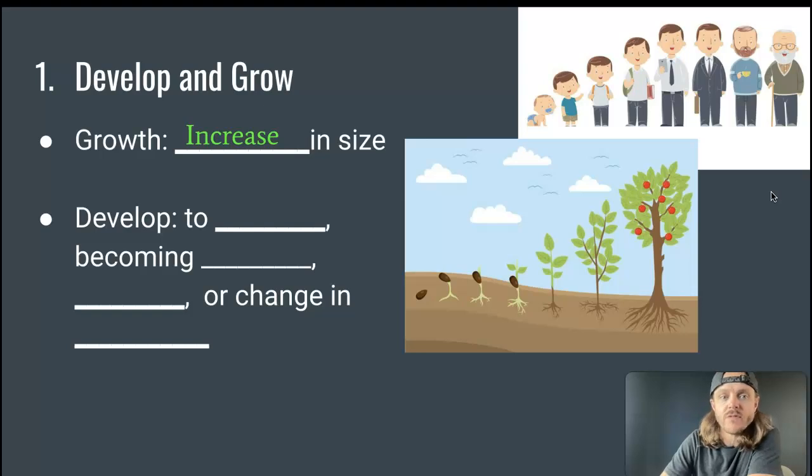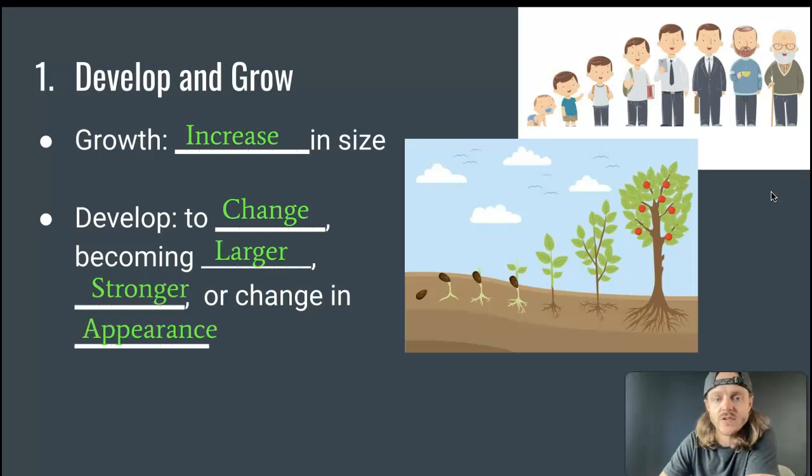So that's pretty straightforward. Living things grow. Okay, they grow on their own. All right. If you develop, that just means that you're changing, or you're becoming larger, stronger, or you change in appearance. Look at that little seedling changed throughout its life. It started as a seed, and then it grew into a plant, and then a tree, and now it's producing apples. So it changed in appearance a lot.